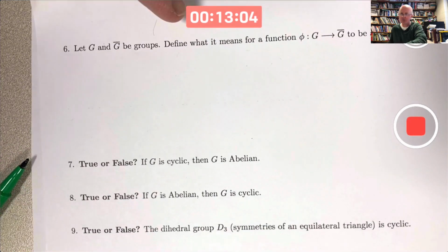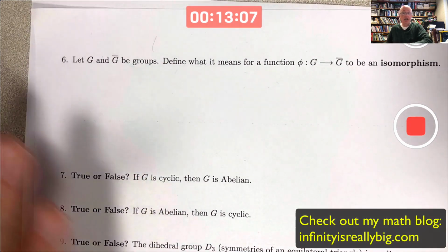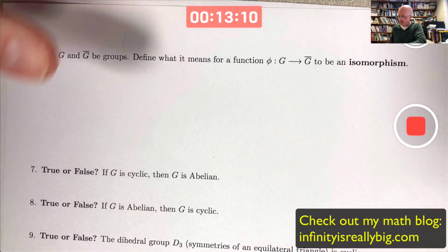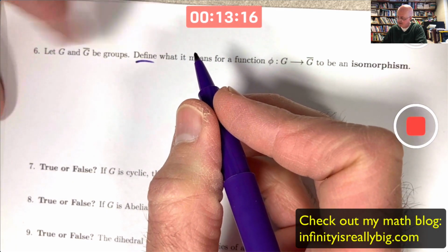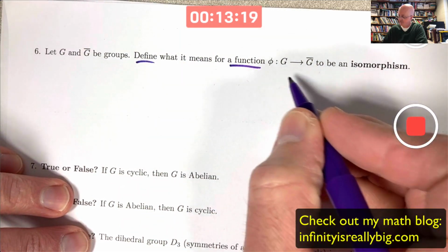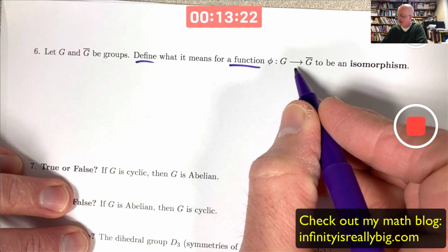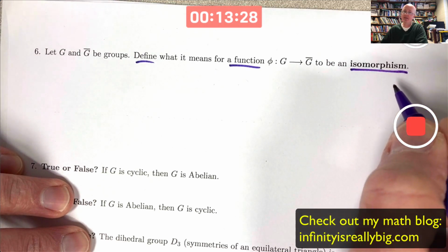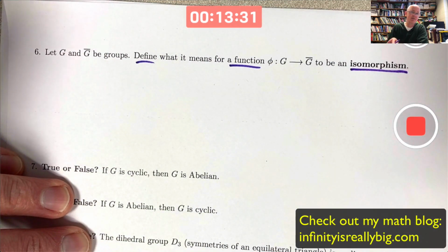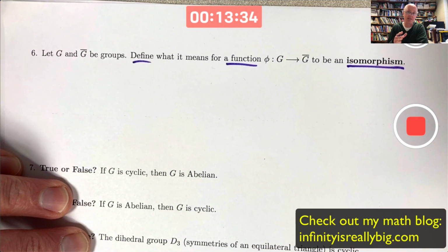On to page 2. One more definition, then we get into some true-false questions. Let G and G bar be groups. Define, the definition, what it means for a function phi, whose domain is G and whose codomain is G bar, to be what's called an isomorphism. Not a homomorphism. Gallian's book saves homomorphisms for a few chapters after isomorphisms. Okay?